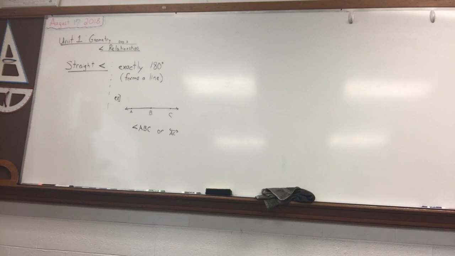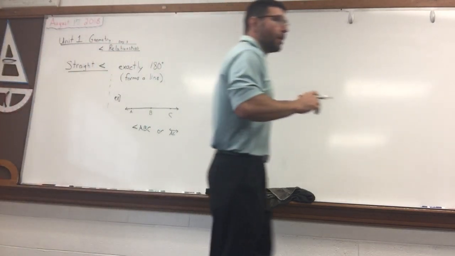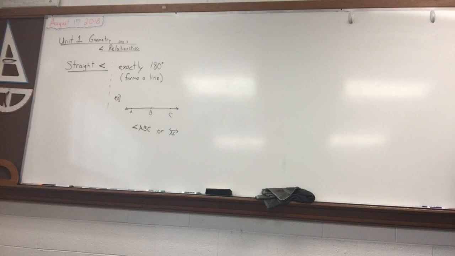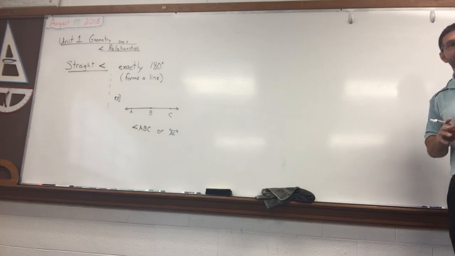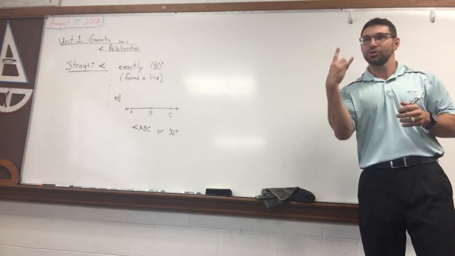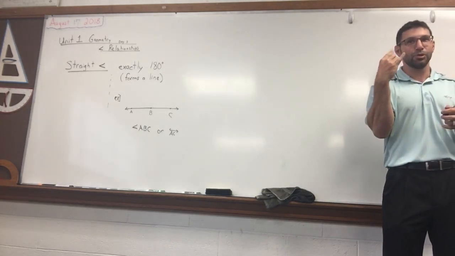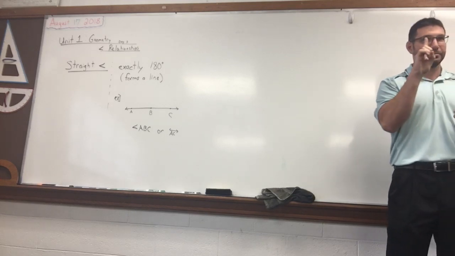So what are we going to do with these? Well, we're going to learn 2 new words today. These are angle relationships. Usually in a relationship, my wife and I have a relationship. It's between her and I, 2 people. Same idea with our angle relationships. It's going to be between how many angles? 2 angles.